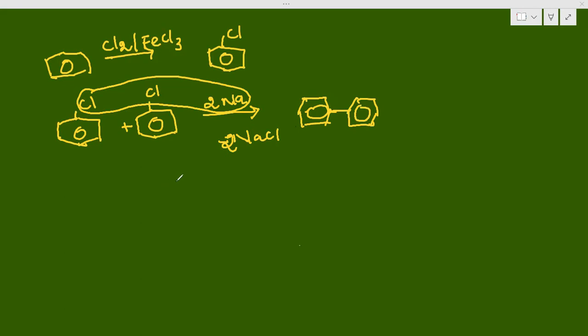Next, tertiary butyl bromide to isobutyl bromide. First we have to write the structure for tertiary butyl bromide. Tertiary butyl bromide.